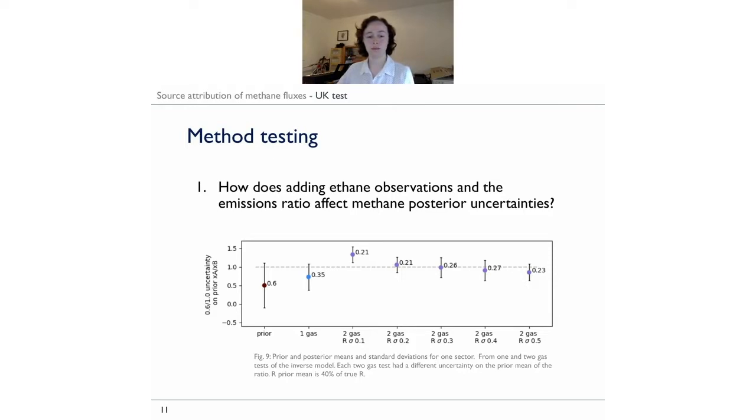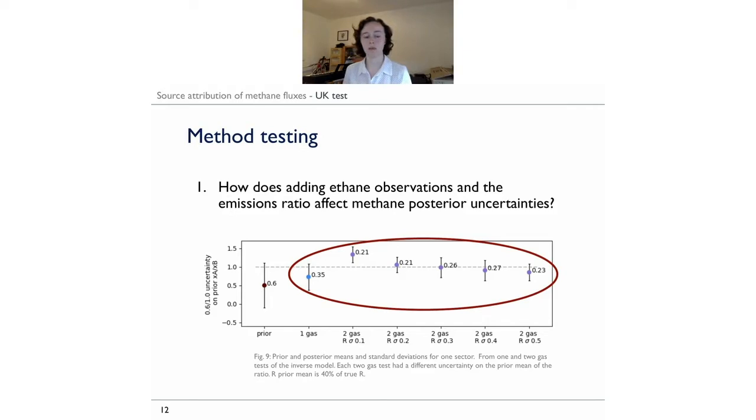but the 2 gas tests, which are the 5 values on the right, all show an even greater improvement. These 5 tests are all slightly different because I assigned an uncertainty to the prior estimate of the ratio, and this increases from 0.1 to 0.5 from left to right. And you can see as the uncertainty on this ratio increased, the posterior estimate started to move back towards the single gas case, which is what we expect. So if we have little understanding of this ratio, it's equivalent to having a single gas case.